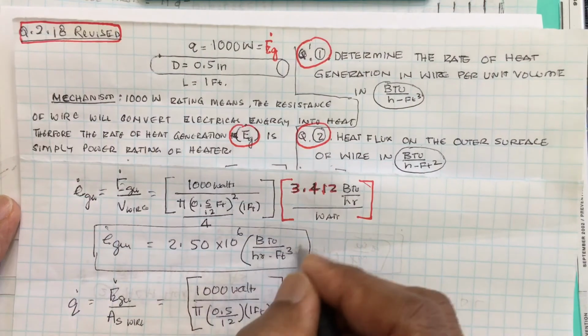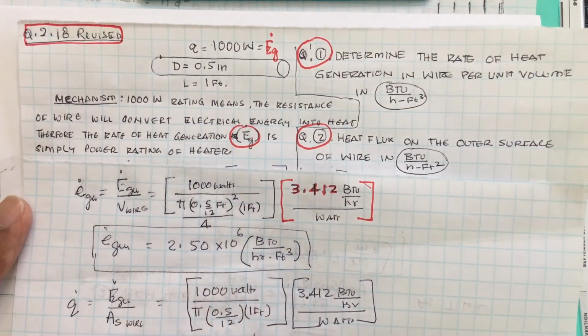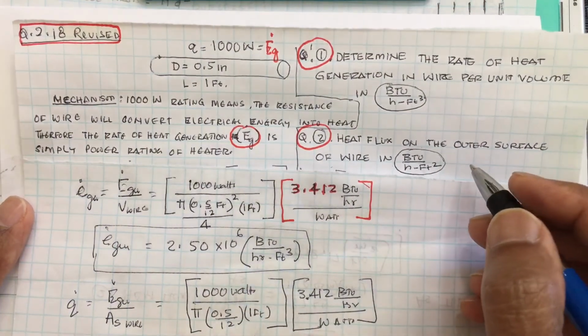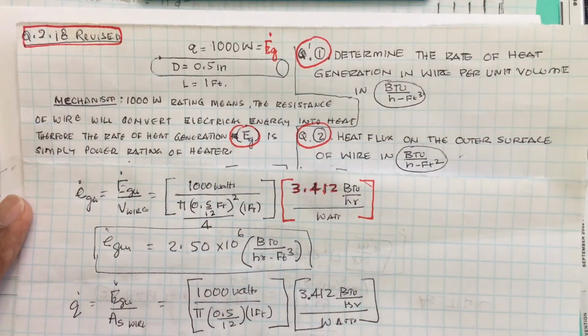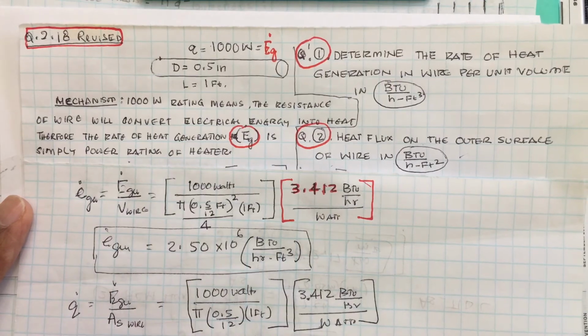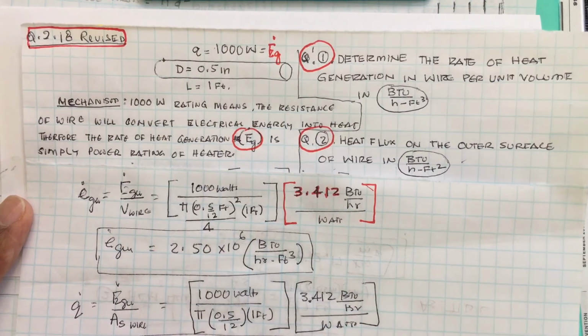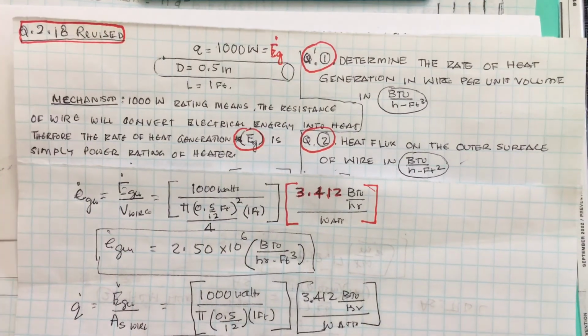Here it is per hour feet cubed or feet squared, and so this is how you have to make sure the conversion factor is right there, and so you bring it into the English units. So that is as simple as that. Okay, all right, we got both answers, question number 1 and question number 2, the heat generation and the heat flux.